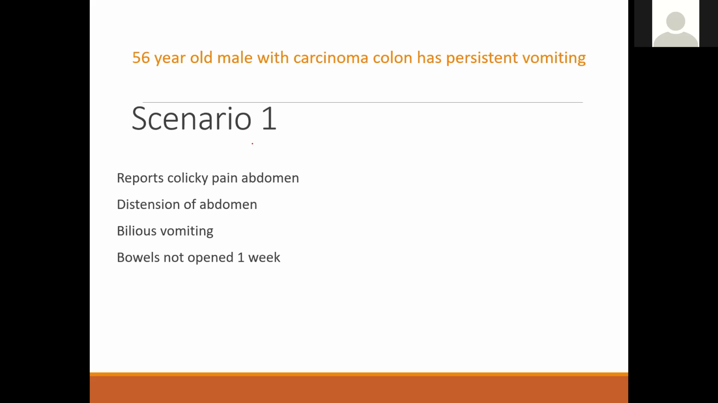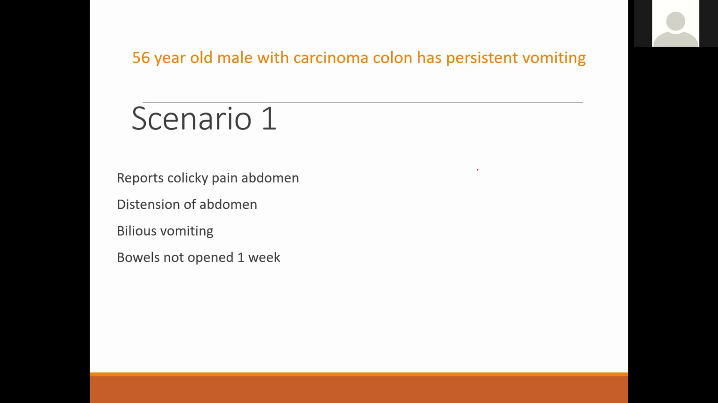So the first scenario is that this 56-year-old male with carcinoma tells of vomiting. On asking further, he told, I have chronic abdominal pain also, and I have a feeling of fullness. There is a distension, and whatever I am vomiting is green in color, and I have not passed stools for at least a week. So this is scenario one. What would be the suggestions from your side? You don't need to talk about the receptors, but how to move forward.